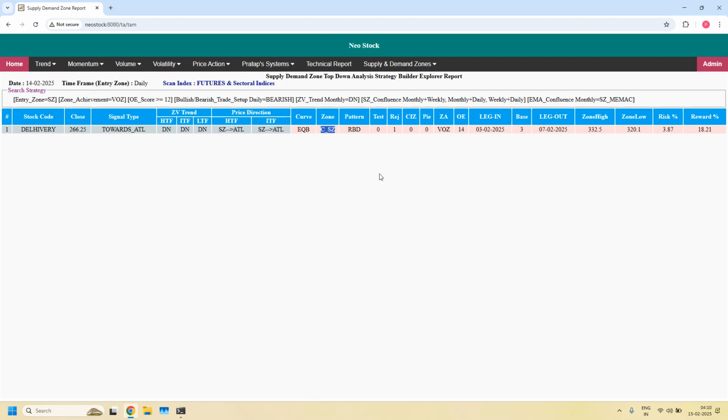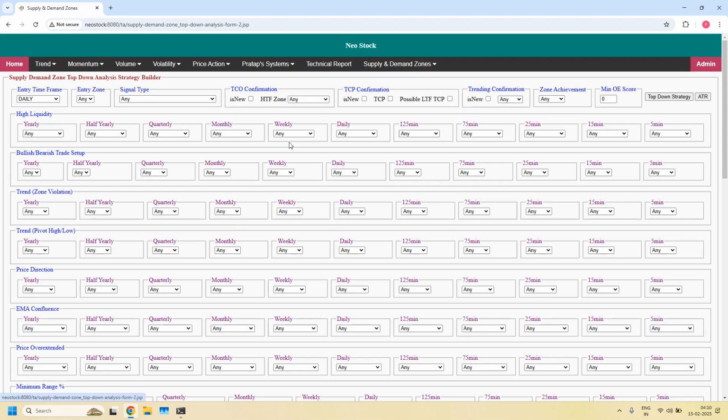Okay, next we will look for weekly income trades. Entry time frame 75 minutes. Entry zone, demand zone. In bullish or bearish trade setup, 75 minutes time frame, I am selecting bullish. Zone achievement, violated opposing zone. Minimum odd enhancer score 12. Apart from these 2, a third filter also we are going to set.